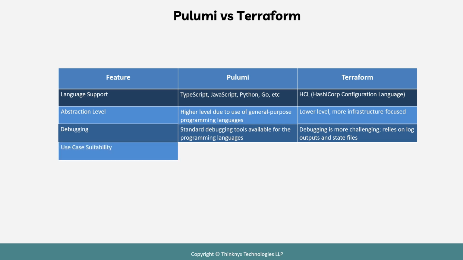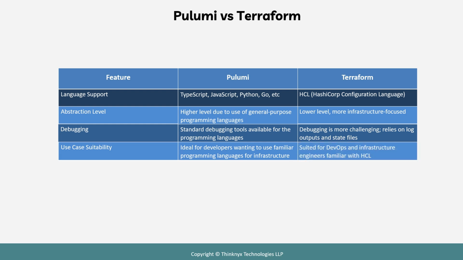Use case suitability. Pulumi is ideal for developers who prefer to use familiar programming languages for defining infrastructure, making it easier to incorporate complex logic and integrate with application code. Terraform. Terraform is well suited for DevOps and infrastructure engineers who are comfortable with HCL and need a robust infrastructure-focused tool.